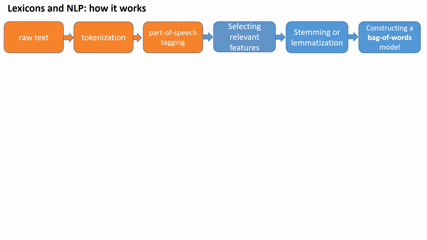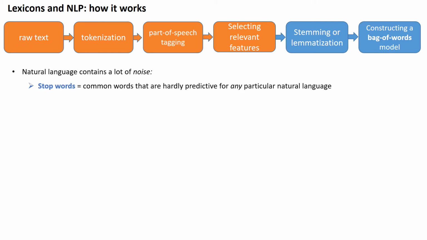The next thing that you want to do is selecting relevant features. Now, what is that and why is that important? First of all, natural language contains a lot of noise. What do I mean by noise? Well, a lot of our utterances or the text that we produce contain words that are very important to assign the appropriate meaning to that text, but the words that we use are so common and so often used that they're not predictive for any particular natural language utterance. Those words we call stop words. We want to remove those stop words so that the algorithm can focus on the important words in our text.